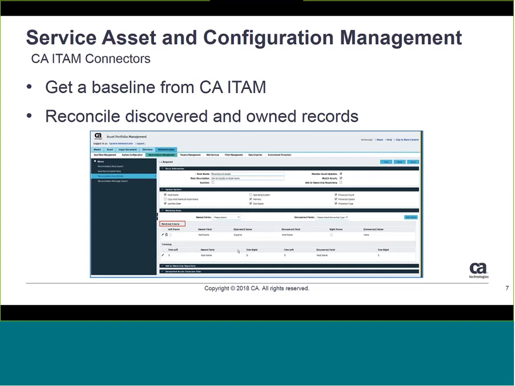ITAM integration is extended through connectors to third-party discovery tools, as well as CA client automation. And as this data is consumed by ITAM, a reconciliation job will match the discovery and owned records. Those that match can initiate an update to a set number of fields to reflect the asset configuration. ITAM also provides a viewer that can drill into details in discovery data.